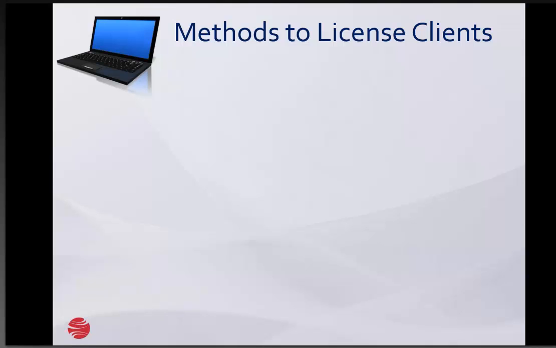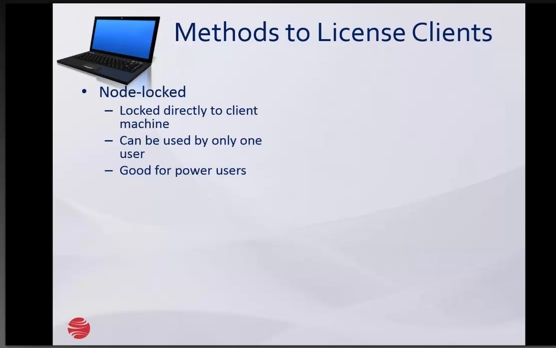With client licenses, there are 4 options. First is the node-locked license. This license is locked directly to a client machine and can be used by only one person. If you have a power user who will be in Core most of the time every day, you may want this person to have a node-locked license. This will ensure that a license is always available for this power user.